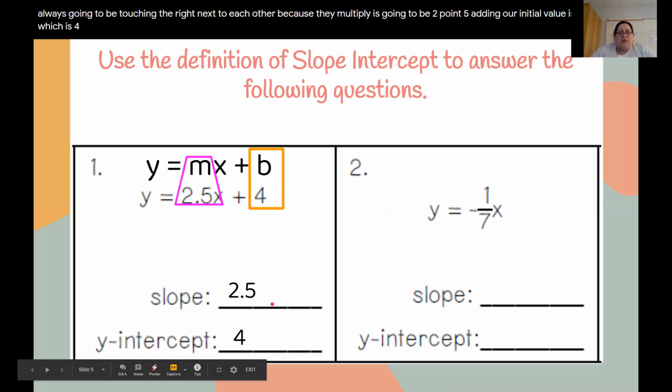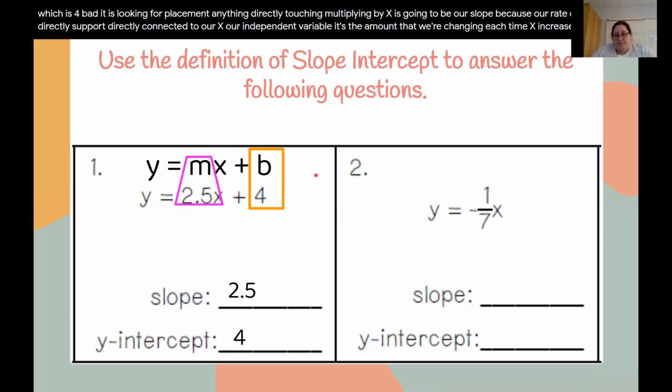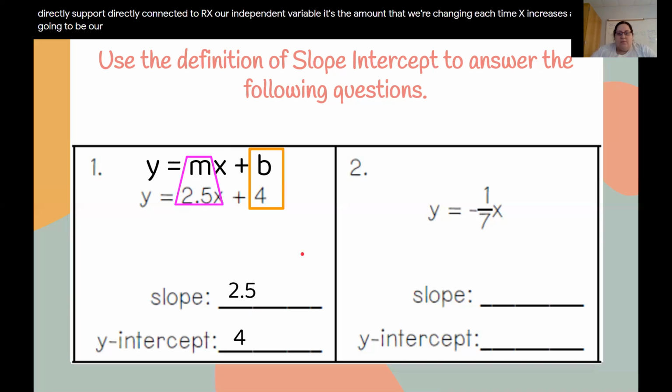Not too bad. You're just looking for placement. Anything directly touching, multiplying by x is going to be our slope, because our rate of change is directly connected to our x, our independent variable. It's the amount that we're changing each time x increases. And then this is going to be our intercept, our starting value.